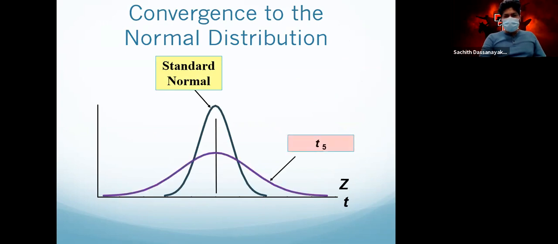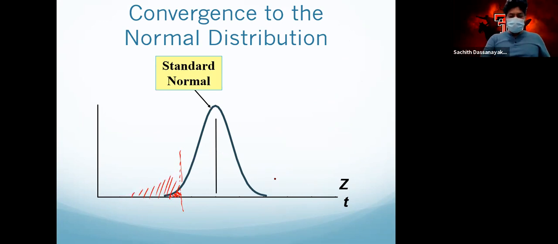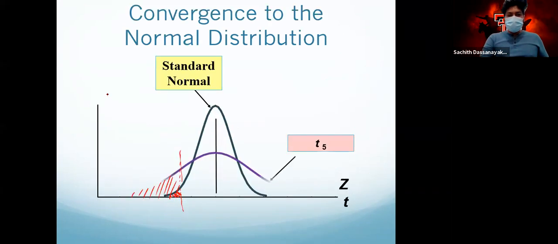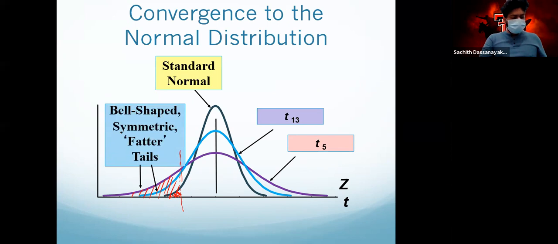Here we have the standard normal distribution and the t distribution. See, if you consider the scale, as you can see here, this area is greater than this small area. That's what they have mentioned here. The different t values.